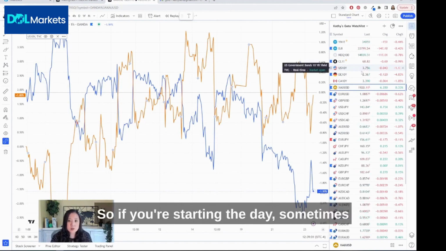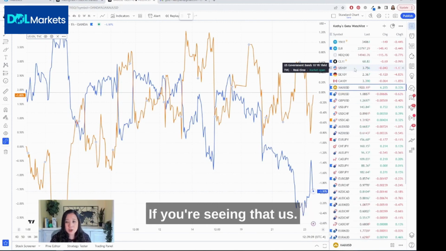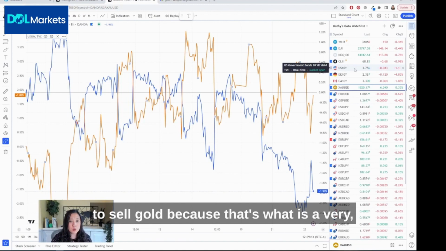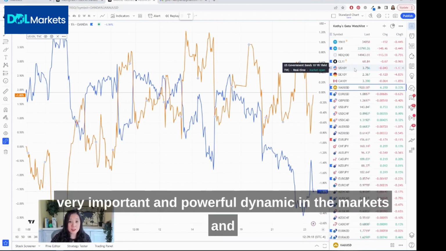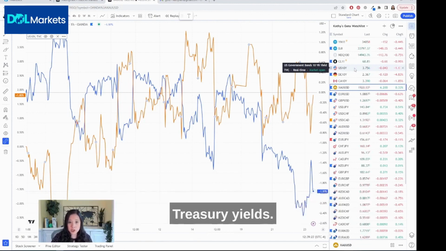So if you're starting the day, sometimes gold will take some time to move. If you're starting the day and you're seeing that US yields are lower, then you should be looking for opportunities to buy gold. If you're seeing that US yields are higher, you should be looking for opportunities to sell gold, because that's a very, very important and powerful dynamic in the markets. And you should not be fading the move in US Treasury yields.